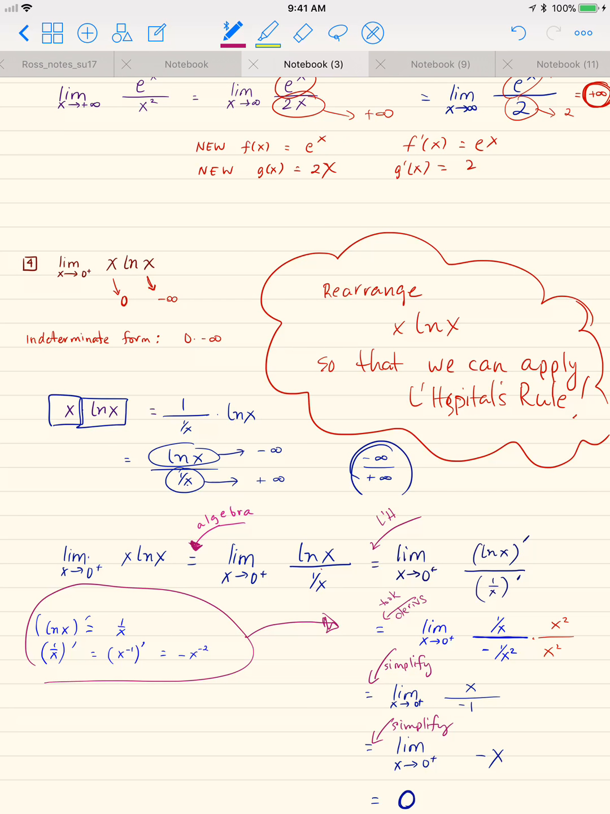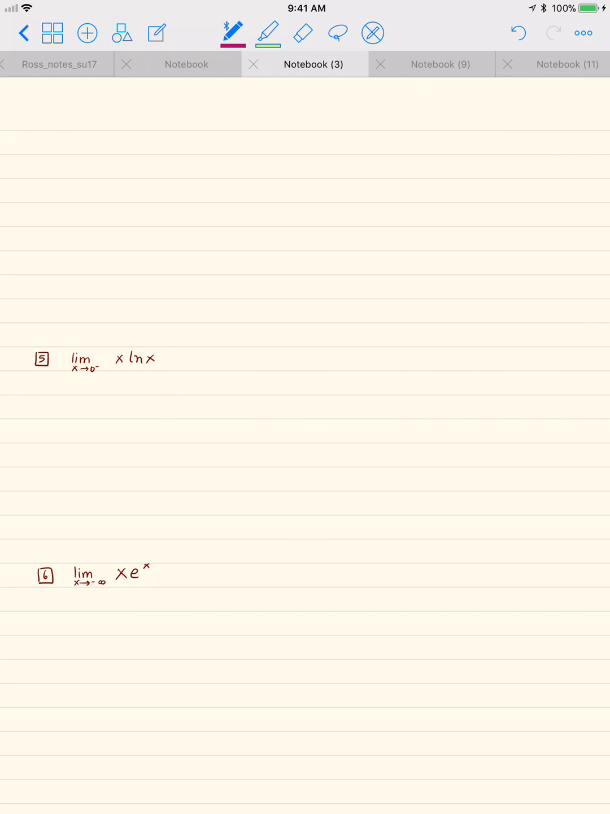And then we just took the limit. Okay? So our overall answer is that that limit is equal to 0. Okay, so let's do another problem here. This is x ln x, and this is the limit as x goes to 0 from the left.